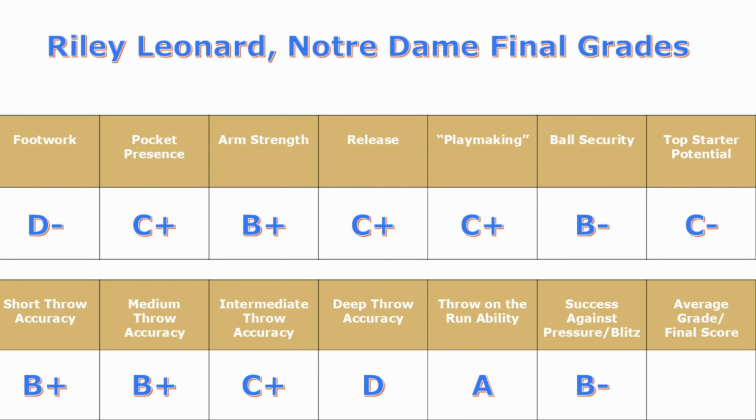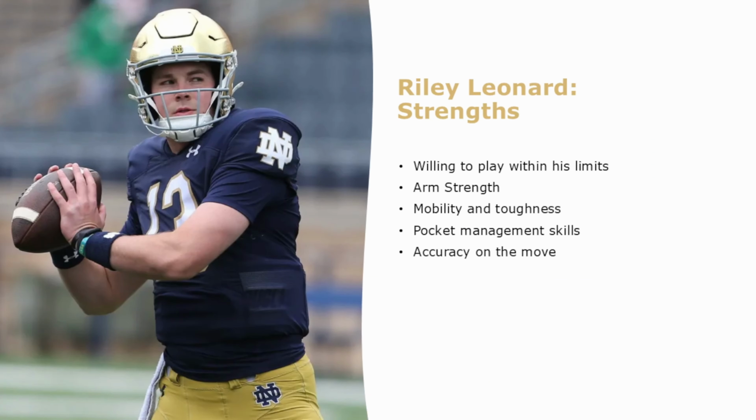So with all the charting data together, Leonard ended up earning a B+ for his short throw accuracy and medium throw accuracy. Things got worse the further we got from the line of scrimmage, with a C+ for his intermediate throw accuracy and a D for his deep throw accuracy. His throw on the run ability was a bit of a saving grace for him, finishing at an A, and his success against pressure and blitzes ended up still being a B- due to both hanging around the 50% mark and not having one of them being way worse like some of the other quarterbacks who finished worse in that grade area.